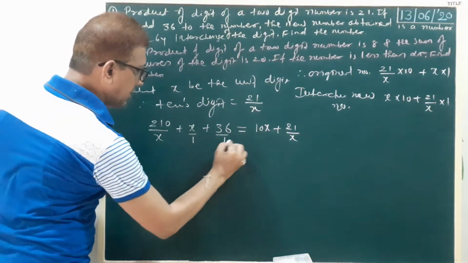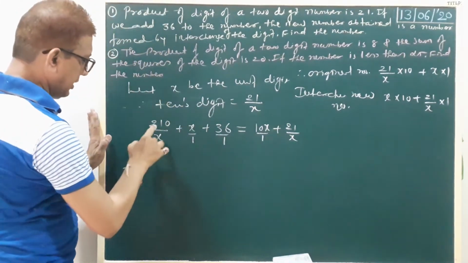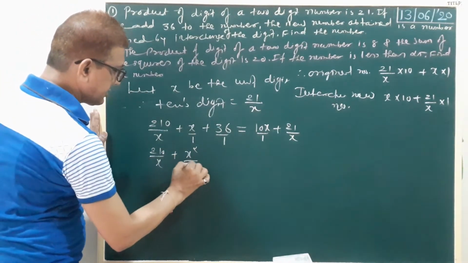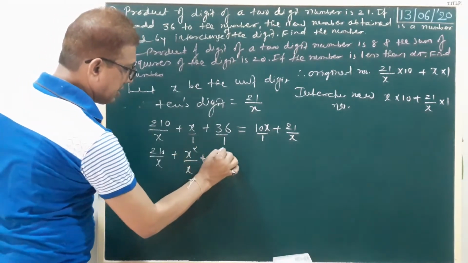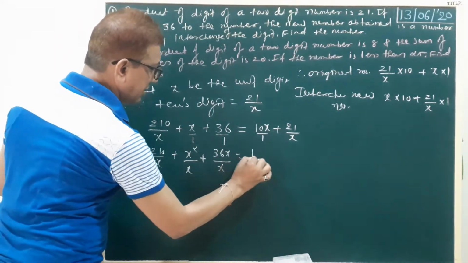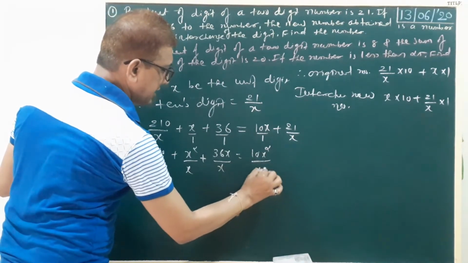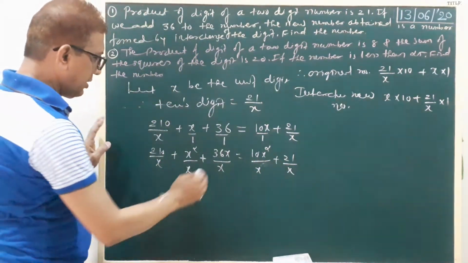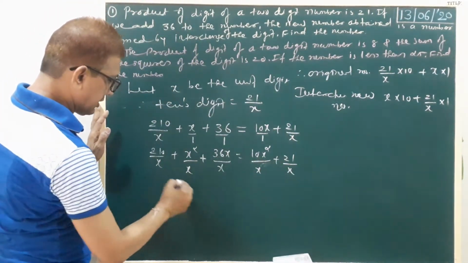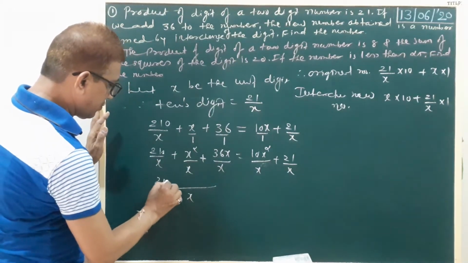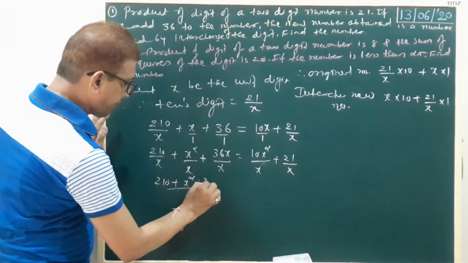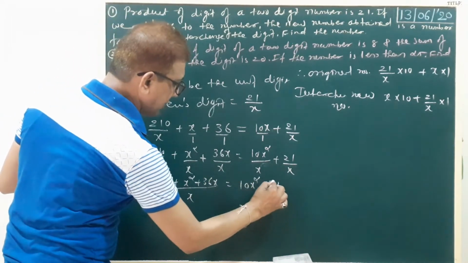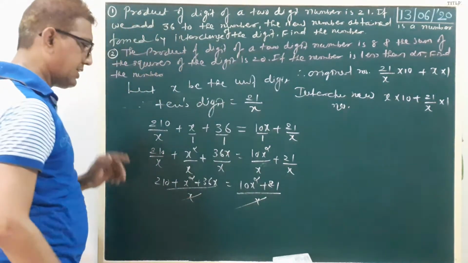Here 210 upon x as it is. Here multiply by numerator and denominator x: x square upon x. Here 36 upon x, multiply by x. 10x square upon x, and here 21 upon x. Is that clear? Now the numerator, denominator will be the same. So here 210 plus x square plus 36x, and 10x square plus 21 upon x. So x will be cancelled.